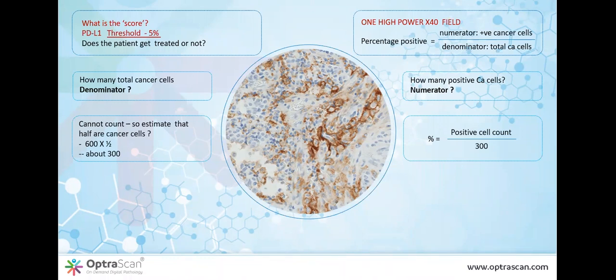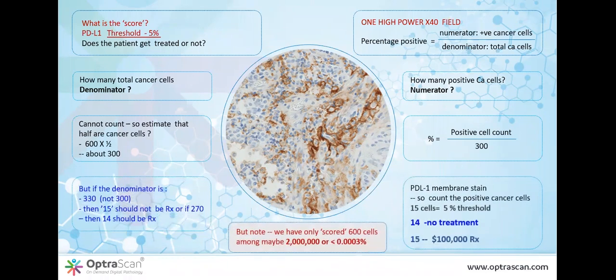So now all we need to do is determine the number of positive cells for a 5% threshold. How many positive cells do we need to see? Well, if you think there are 15 positive cancer cells here, the patient gets $100,000 worth of treatment. If you think there are only 14, they get nothing. Anybody think you can actually really do that? I certainly cannot. I can come up with a good estimate.